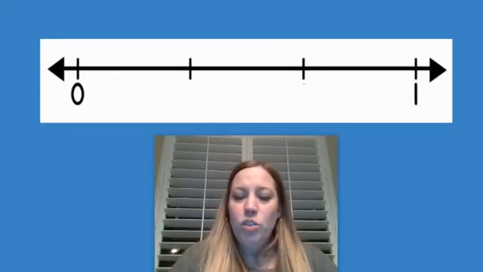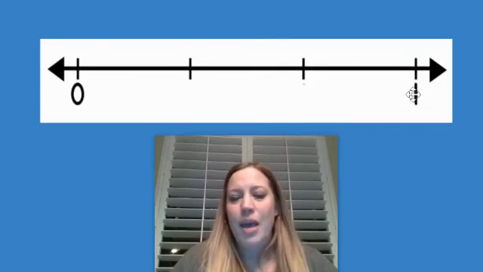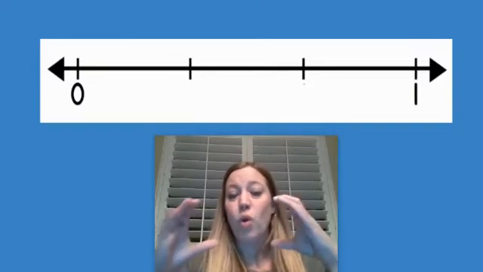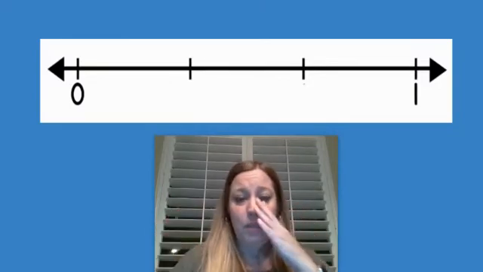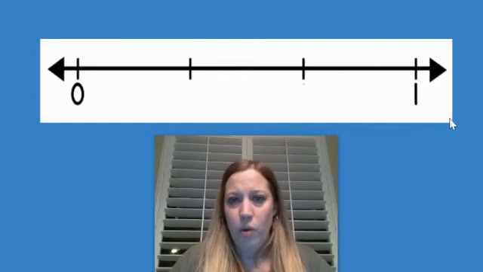So in order to make your number line, you want to start it with a tick mark, a little line at 0, and a tick mark at 1. Imagine this as your candy bar or your pizza. It's the 1 whole, whatever your shape is. So here's your 1 whole.